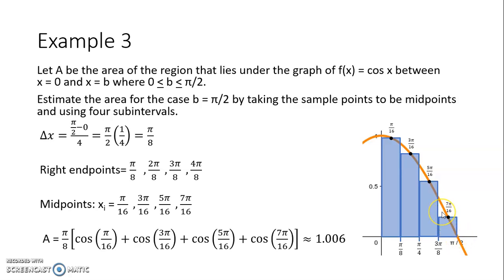Okay, and it should be pretty close to the actual value. I would say it's neither an over nor an underestimate. We can't tell from this because notice part of the rectangle is out here, part of it is in here. So it's hard to tell whether it's going to be an over or an underestimate. We know it's not perfect because this is a curve, but it will be close to the actual value.